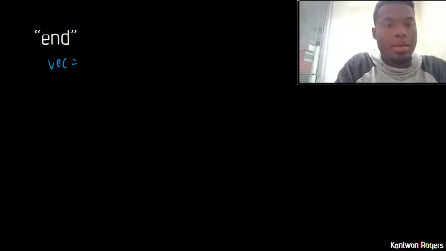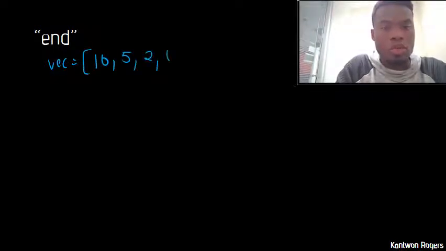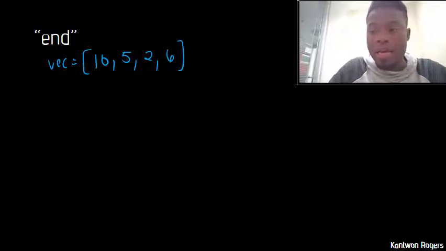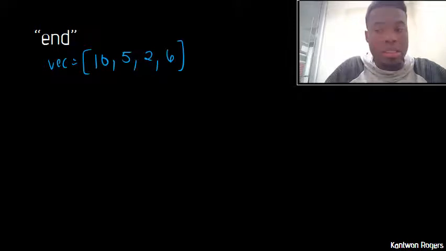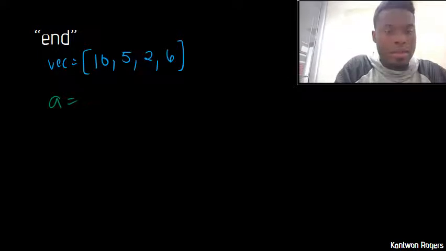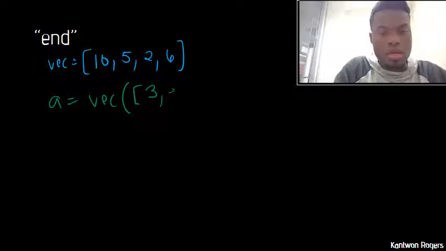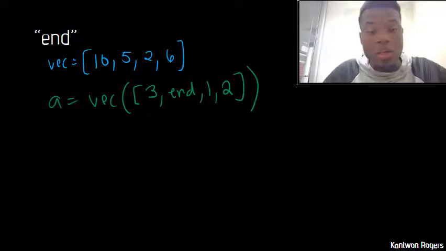So as we talked about before, we can use end in order to access the last element inside of our vector. So let's say I had a vector that was 10, 5, 2, 6, and I wanted to do something like this. Let's say a is equal to my vector at the positions 3, end, 1, 2. All right, so now here I'm using end in order to access part of my vector.